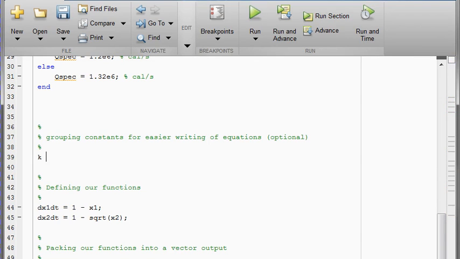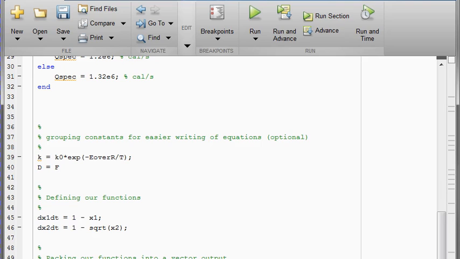First, I'm going to define little k as equal to my Arrhenius rate constant. So that's equal to K0 times e to the minus E over R divided by T. Now note that T has to be in Kelvin because of this Arrhenius relationship. So now whenever Matlab encounters this k, it knows that the k takes on the value of K0 times e to the minus E over R over T.